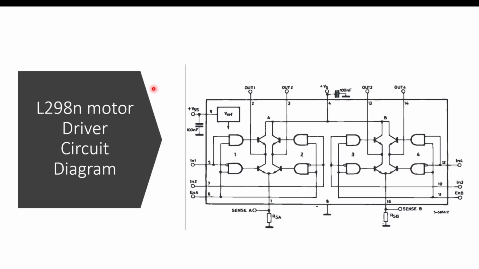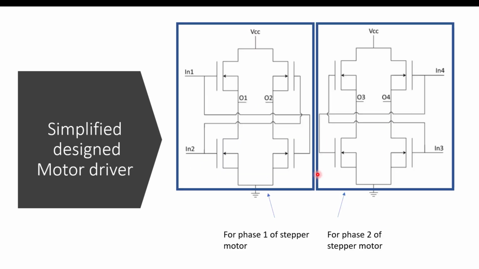Now we can see the internal circuit diagram of the L298N motor driver, which is collected from the datasheet. Here we can see some extra pins: enabler A, enabler B, and some current sensing pins. Here we made some modifications and simplified our design. We have used MOSFETs instead of BJTs in this circuit diagram, and also ignored the current sensing pin and an enabler pin.